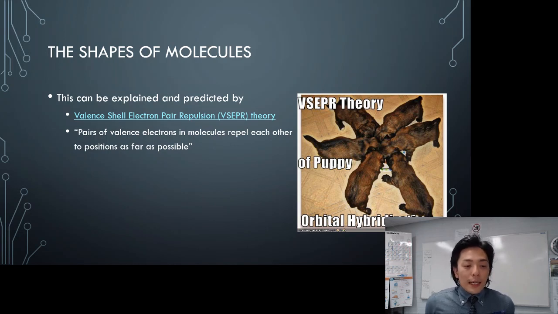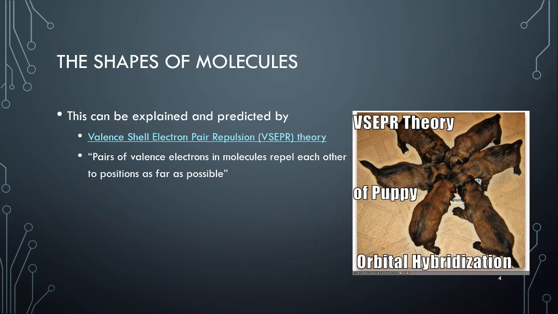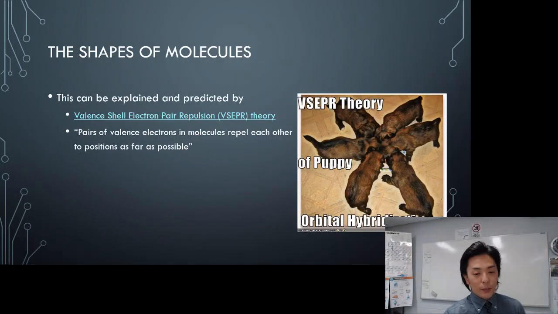Pairs of valence electrons in molecules repel each other to position as far as possible, just like these puppies that you see in the meme there. So they want to be as far as possible. Imagine that they're electron pairs or bonds. They are sort of equally dispersed around the bowl when they want to eat. So that's what we will be talking about. Very similar sort of concept.